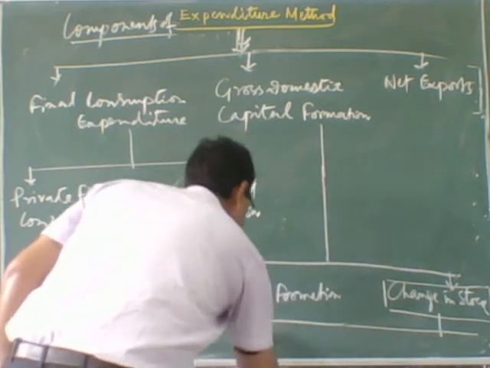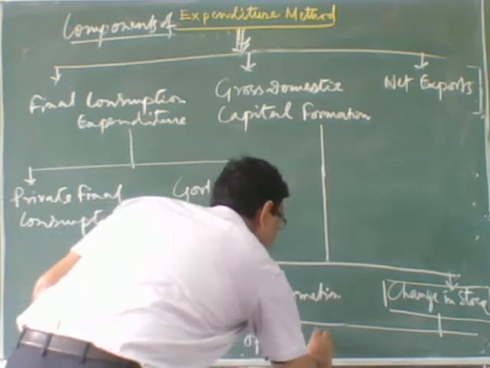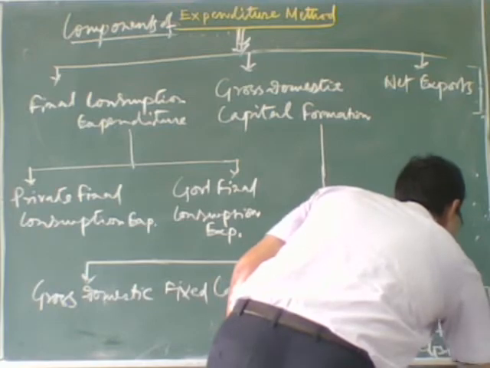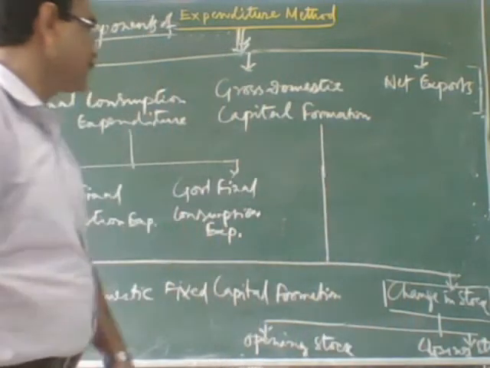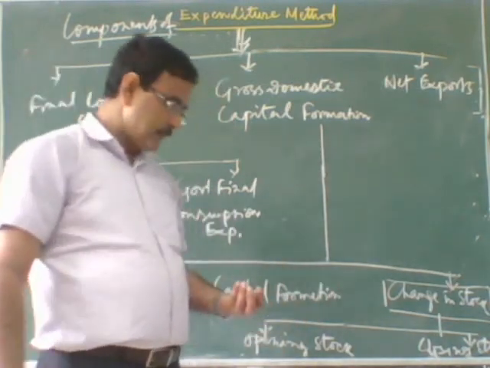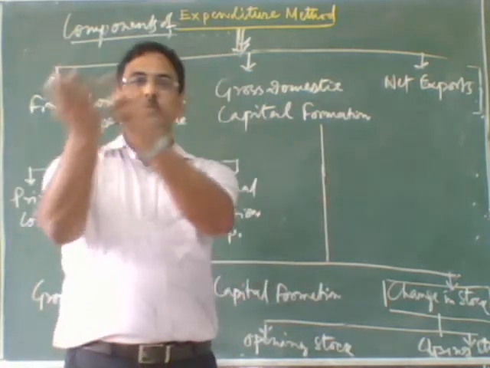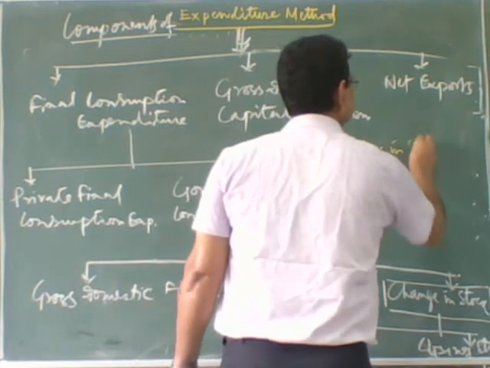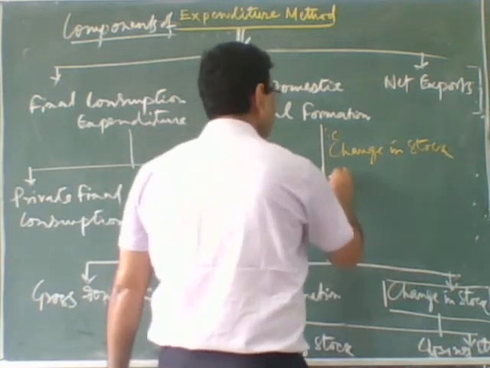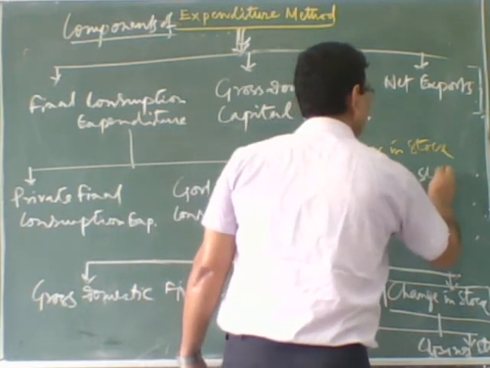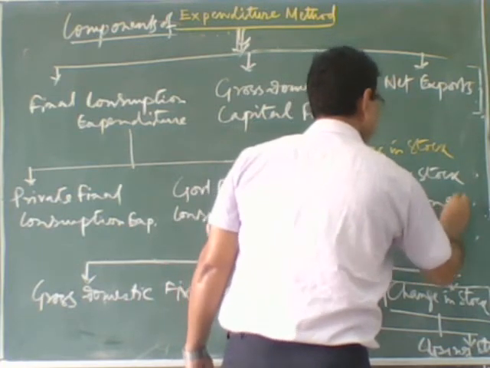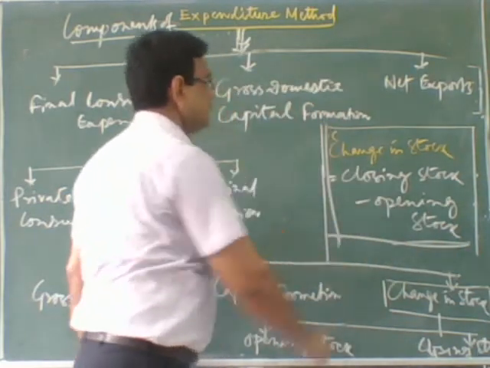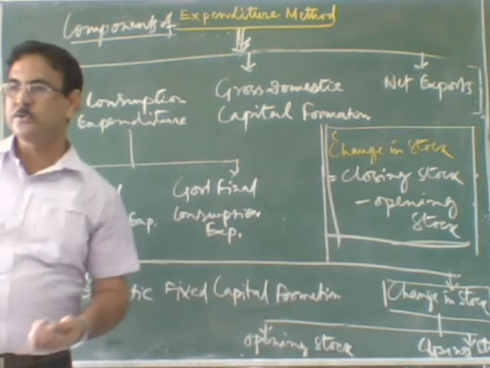One is opening stock and closing stock. But whenever you have to calculate the value of change in stock, it will always be the difference between closing stock minus opening stock. That is, change in stock is equal to closing stock minus opening stock. Always you have to remember this point.